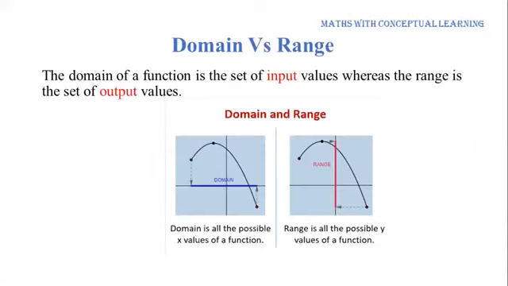Domain and range. As you can see in this picture, we have two graphs. In the first picture, the blue line describes the set of all possible x values of the function, or the x-axis of the function. So this blue line represents the domain of the function, which is the set of all possible input values of the function. In the second graph, you can see a red line, which represents the vertical axis. So the range is the set of all possible y values or output values of the function.